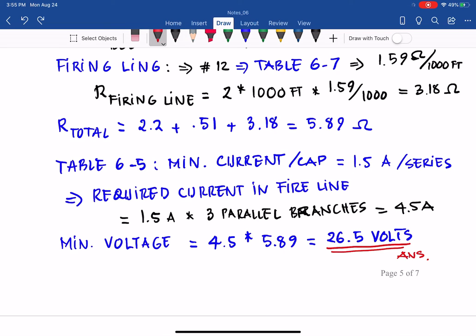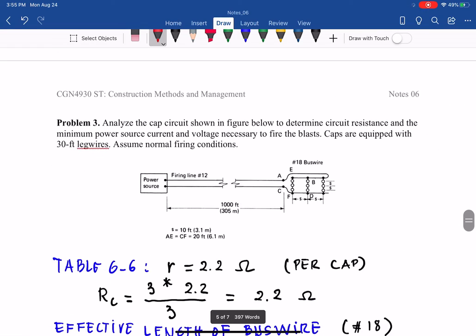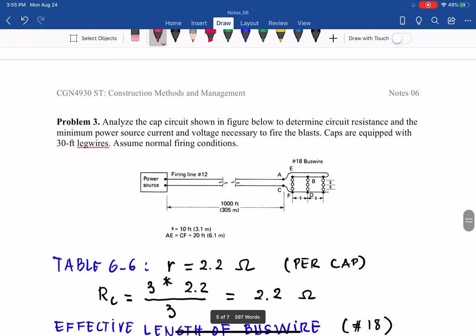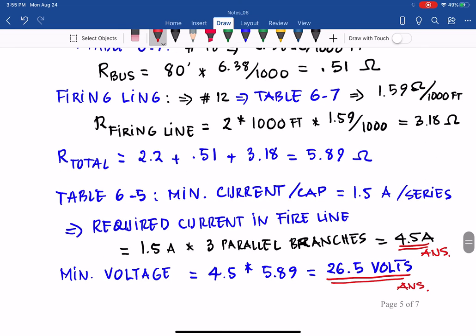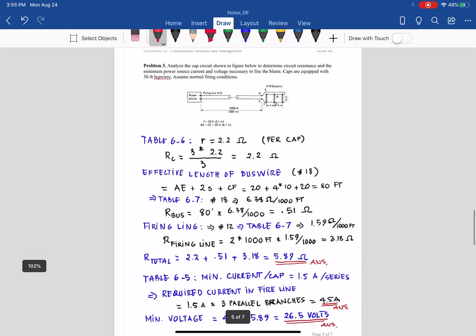The answer. And the circuit resistance, that is also an answer we needed to find out. So that finishes problem 3.